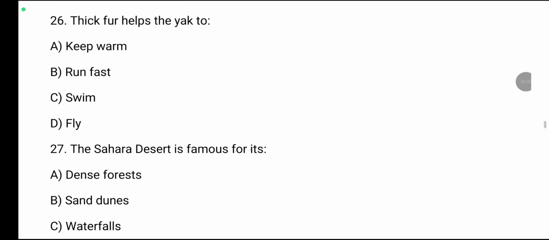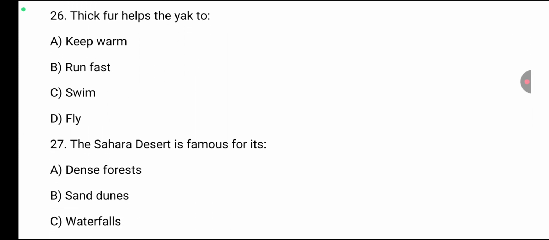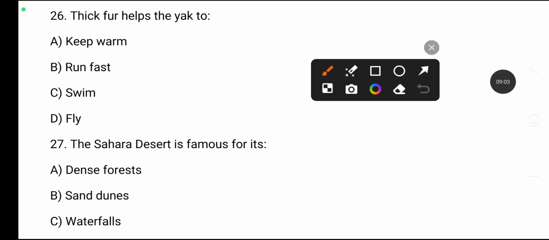Now moving on to question number 26. Thick fur helps the yak to dash. Keep warm, run fast, swim, and fly. It will be keep warm. Okay, keep warm.